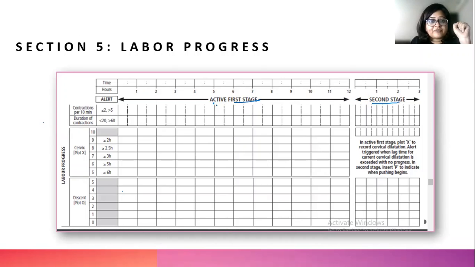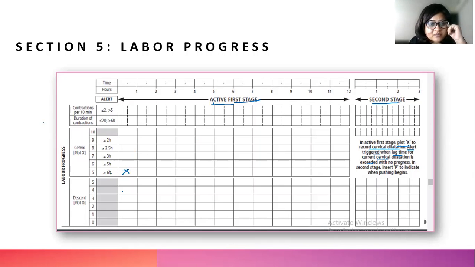Now, first stage, we're talking about 5 centimeter onward, active first stage. 5 centimeter onwards, you start plotting. So how do you start plotting? You can see this 5. Suppose she comes to us at 5 centimeter. We put a cross here. So it's written here, active first stage, plot cross to record cervical dilatation. Alert is triggered when the lag time for the dilatation is exceeded with no progress.